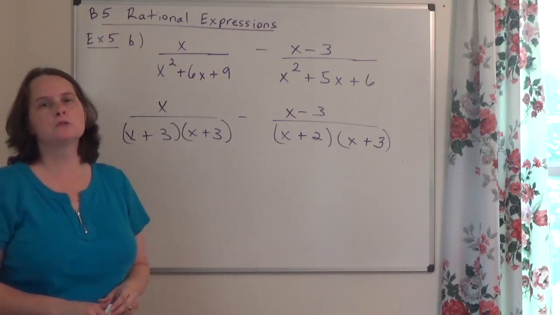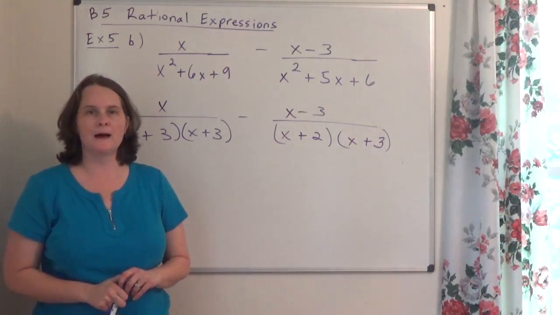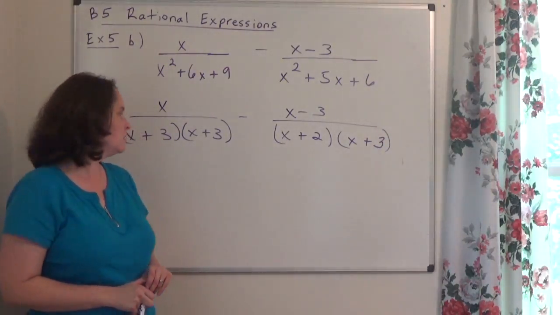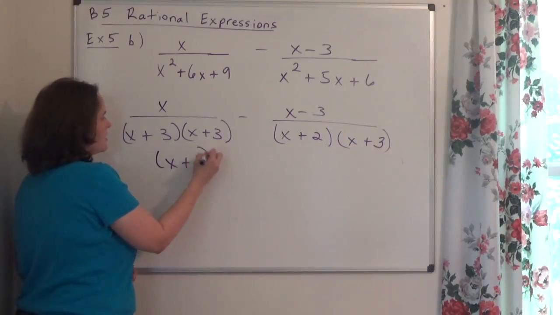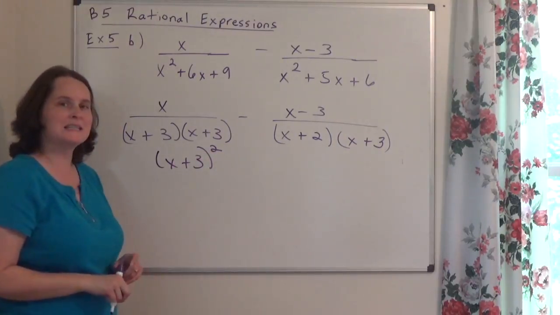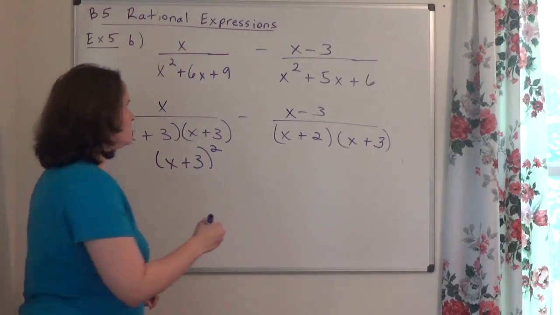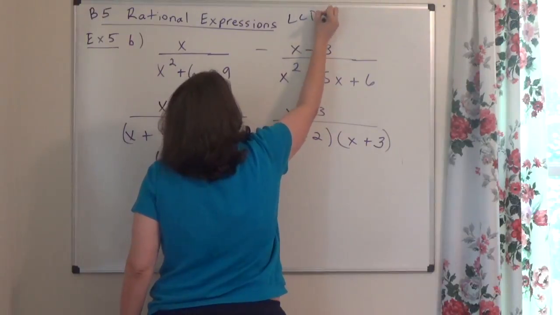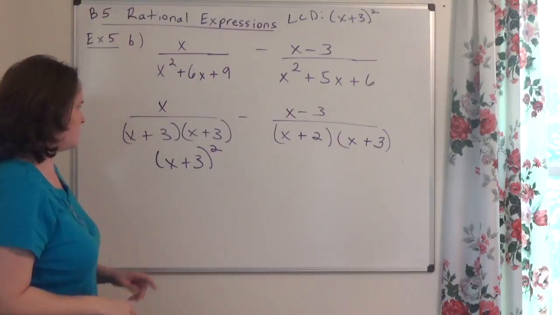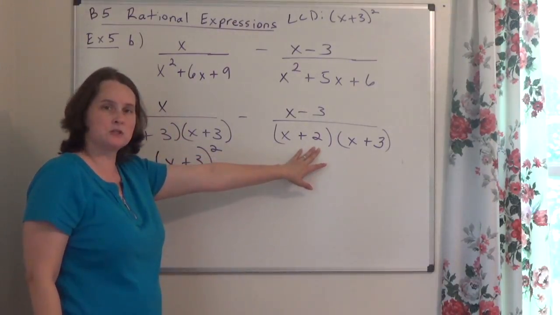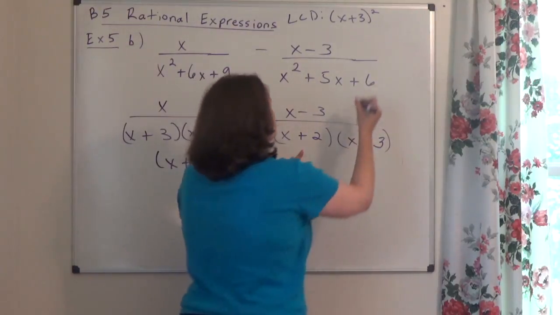If you remember when I told you about the LCD and how to find it, I said that you would need to include any powers of a factor that you might encounter. So the x plus 3 is x plus 3 squared. Alright, so that means our LCD will have to include x plus 3 quantity squared. What else needs to go on my LCD? What other factors do I have? This denominator has the x plus 2, and then it has the x plus 3 again. So we need to include the x plus 2.